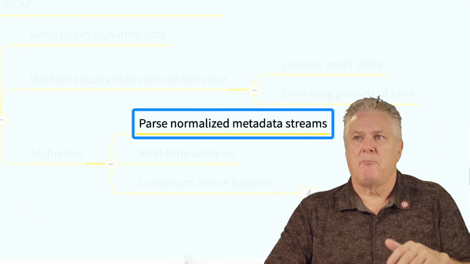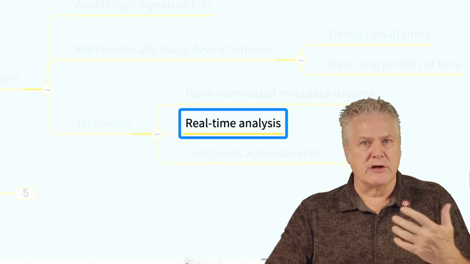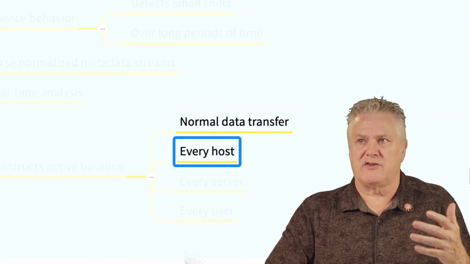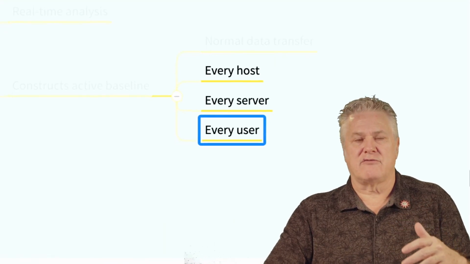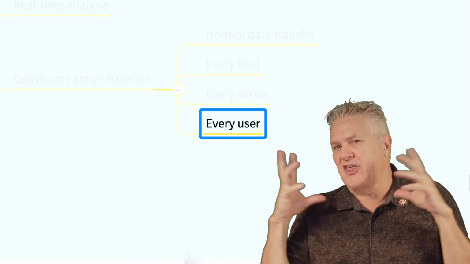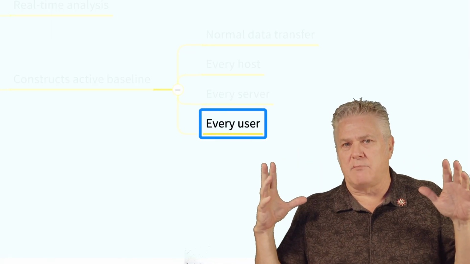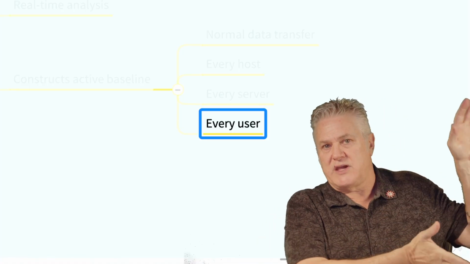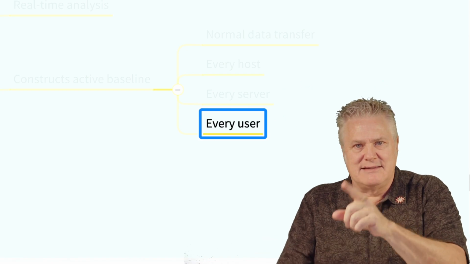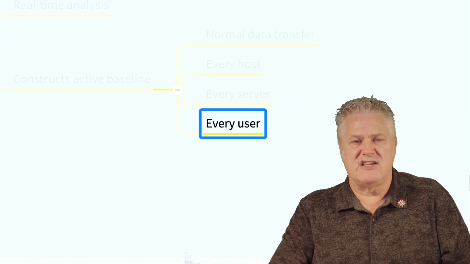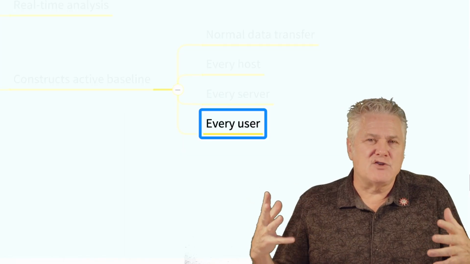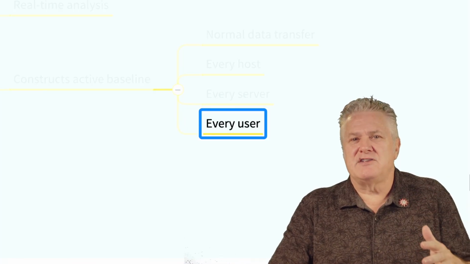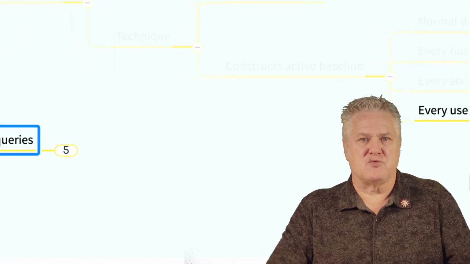The techniques here are parsing the normalized metadata streams, doing real-time analysis, and constructing the active baseline, which would include the normal transfer data from every host, every server, and every user. We don't think in those terms as network monitoring people. We just say, okay, we've got a problem over here. Let's go ahead and look at what's going on. Let's do the investigation. Did we capture all the information so we can do this? That's not what the AI is doing. It's looking at all of these relationships because remember, large language models can look at large quantities of data. Think about millions of different kinds of connections is the way that these models work better.